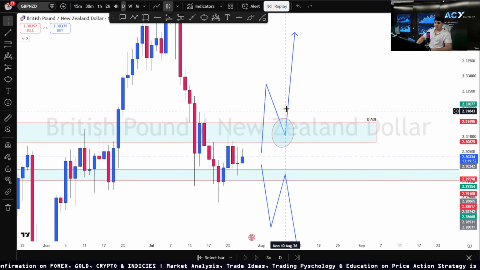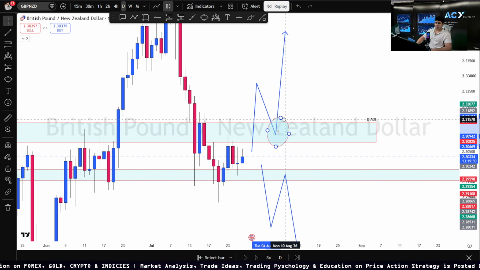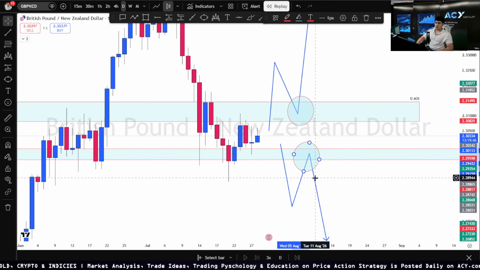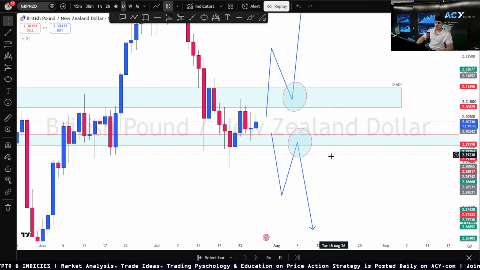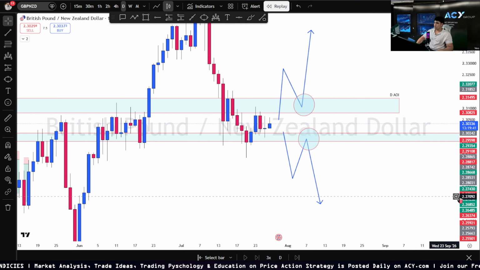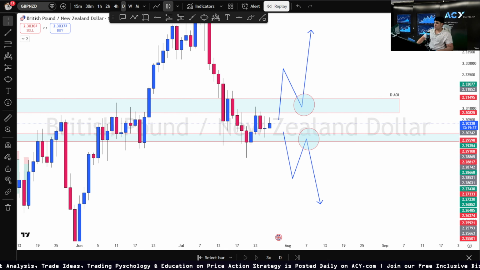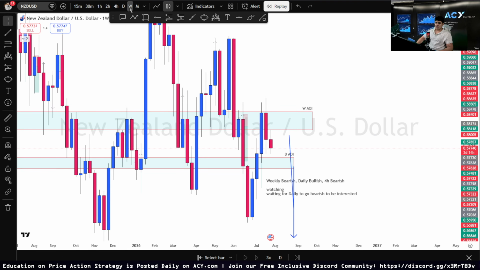To minimize it, wait for any breakout above so that we look for buys after the retracement, and also wait for the break below so that once the market breaks below, we look for sells after the retracement. That's the anticipation on GBP NZD. Any questions, feel free to ask. So yeah, easy anticipation for this market. On to the next, NZD USD.